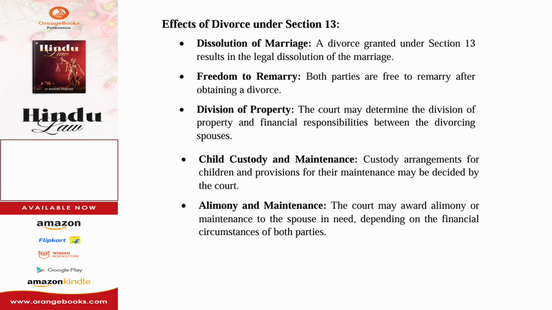And effects of divorce under Section 13, what happens? In case of judicial separation, it is just a temporary suspension. Husband and wife live separately, but they don't have any right to remarry until they get a divorce. Okay, that's why the effect of divorce is a complete dissolution of marriage. They have freedom to remarry.